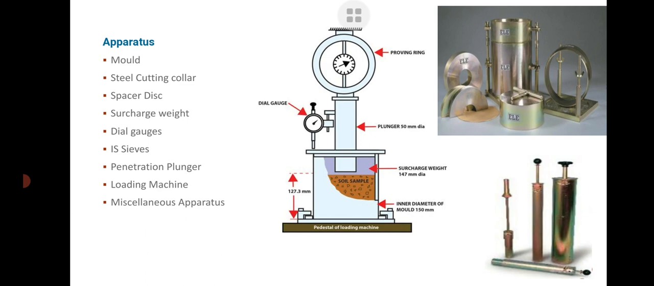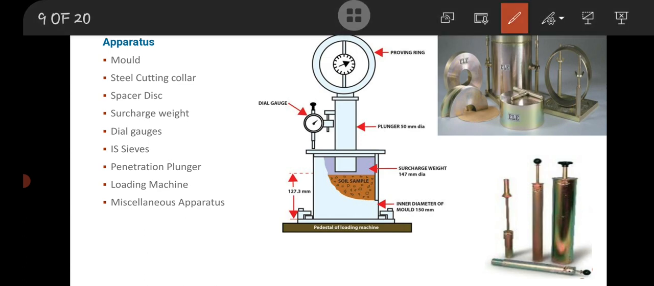Before preparing the CBR mold, we have to compact the soil by the standard Proctor test or modified Proctor test to its optimum moisture content and maximum dry density. These are the apparatus which you will require: mold, steel cutter, roller, spacer disc, surcharge weight, dial gauge, IS sieve, penetration plunger, loading machine, and miscellaneous apparatus.